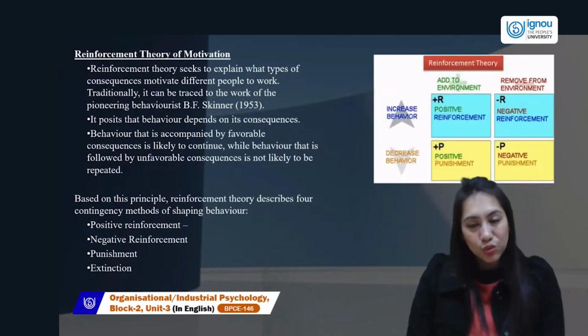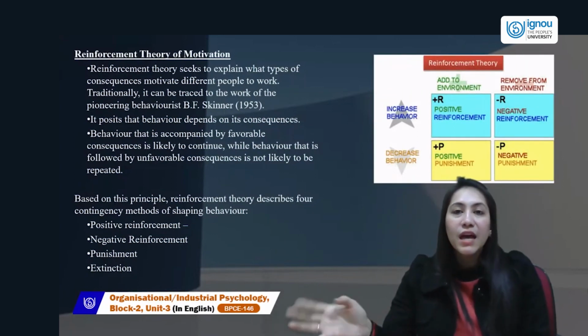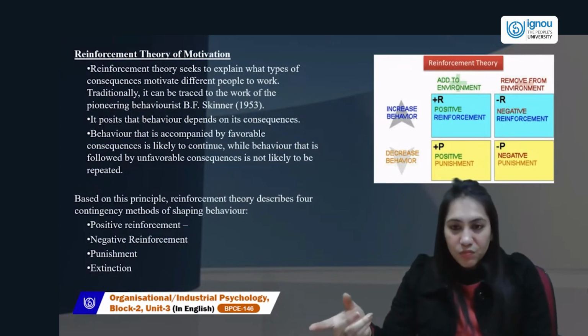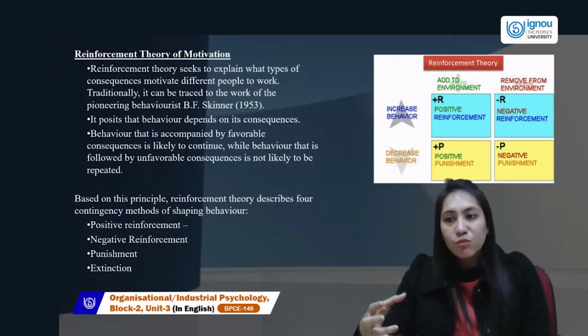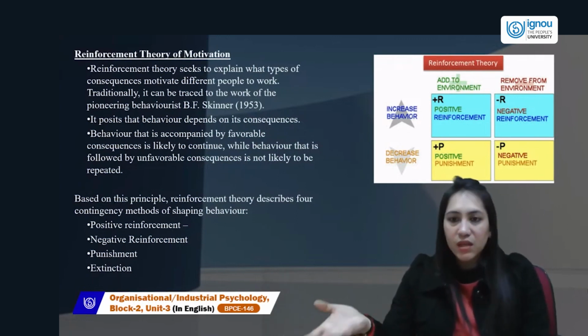So you can see this in the reinforcement theory. Let's understand how we increase a good behavior and how it will decrease. If you give a positive reinforcement, that will increase the behavior, and removing a negative reinforcement from the environment will also increase your behavior.